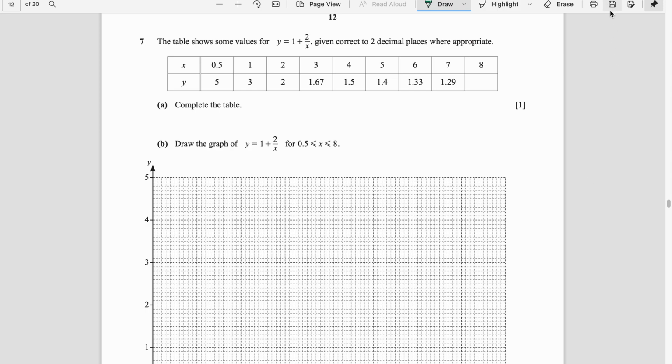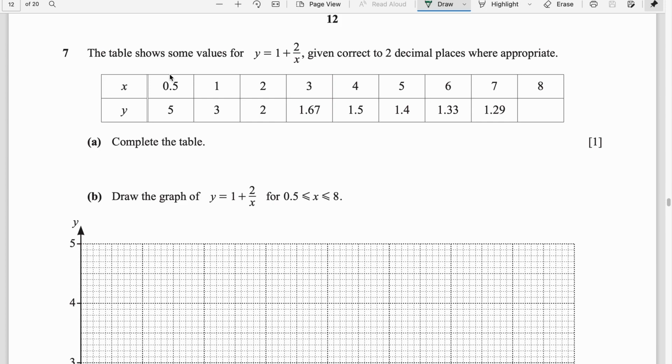Question number 7. The table shows some values for y equals 1 plus 2 over x, given correct to 2 decimal places where appropriate. Complete the table. So you just plug in this x, 1 plus 2 over 8, use your calculators and you get an answer of 1.25. Draw the graph of this.